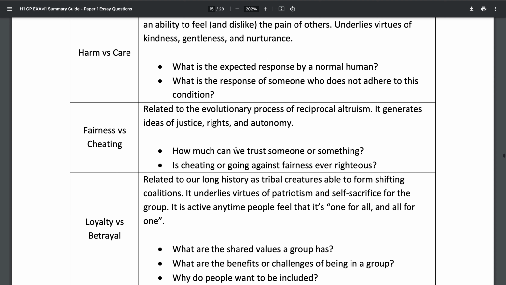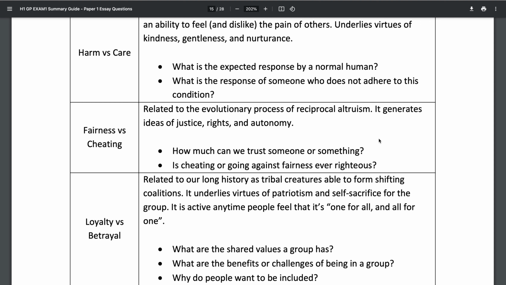Next one is fairness versus cheating. This is related to something known as reciprocal altruism. Basically, all you need to know is that it's related to justice, rights, and autonomy. If you say something is fair, how much can we trust someone or something? The world is never fair. We know that the world is never fair. So how much are we going to put our trust into a system, into somebody, into something, even though we are very clear that the world will never be fair to us? So how much can we trust?